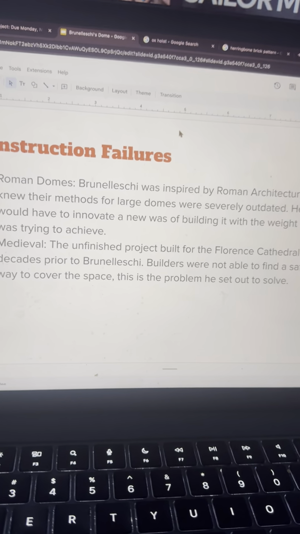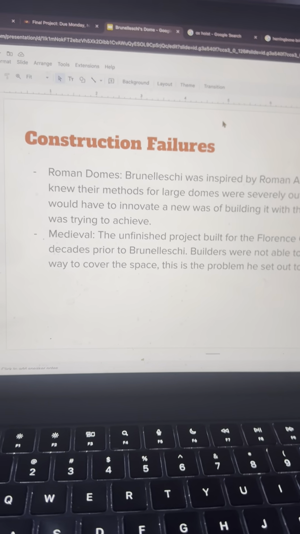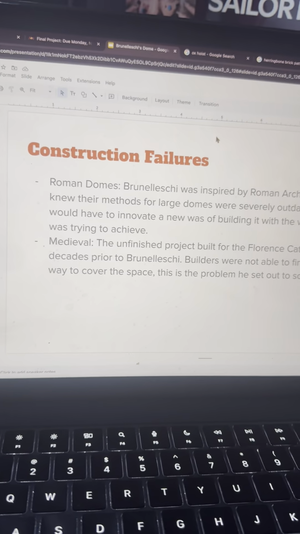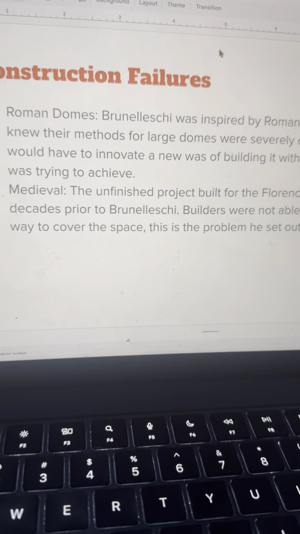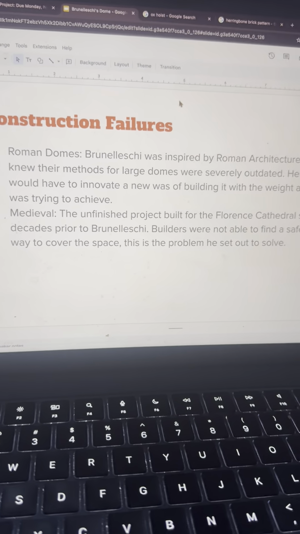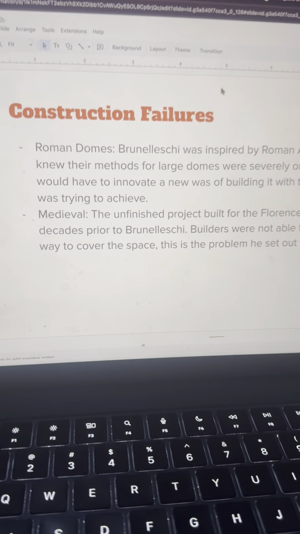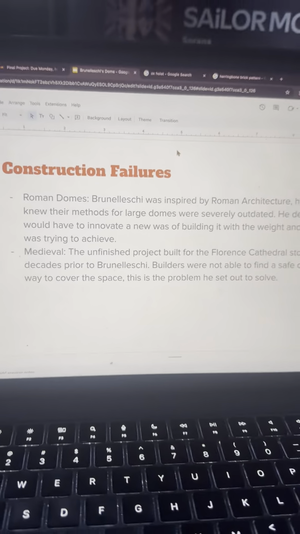Two construction failures that fueled Brunelleschi's drive were the medieval unfinished project for the Florence Cathedral that stood for decades prior to Brunelleschi, and the Roman domes. He knew their methods for building large domes were severely outdated, so he decided he would have to innovate a new way of building it with the weight and size he was trying to achieve.